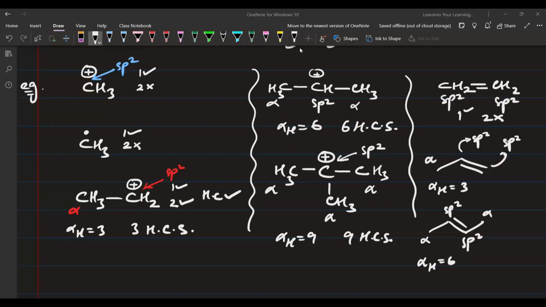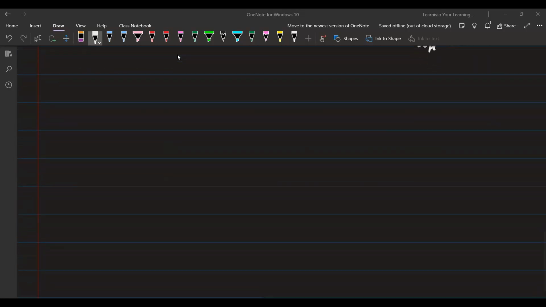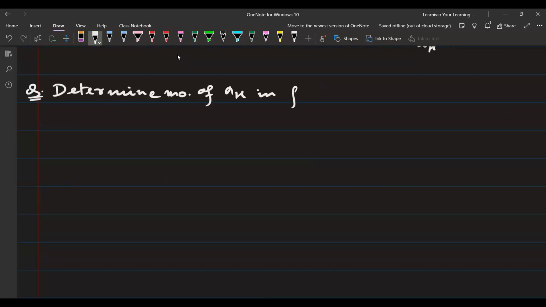Okay, going on. Determine number of alpha hydrogen in following. एक काम करते हैं, इसको हटाइए, ये मत सोचिए, ऐसे मत लिखिए. First of all, I will write a few things.